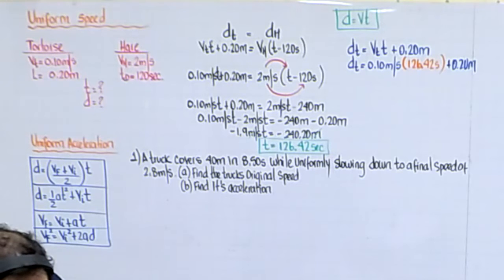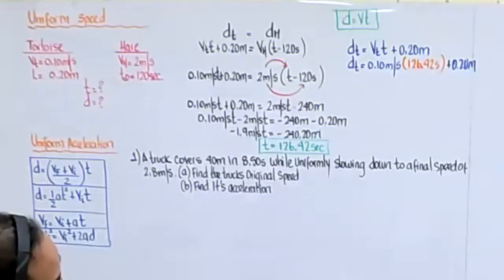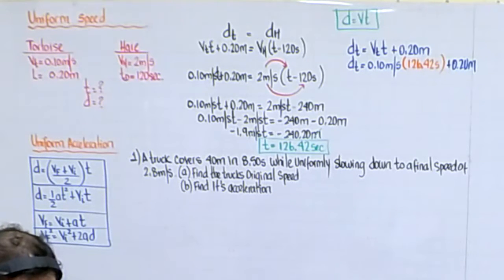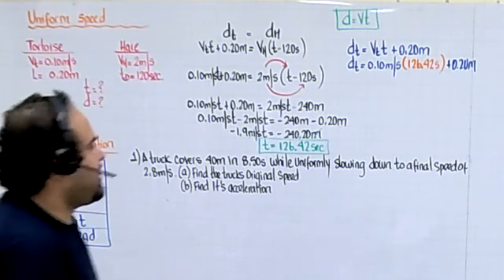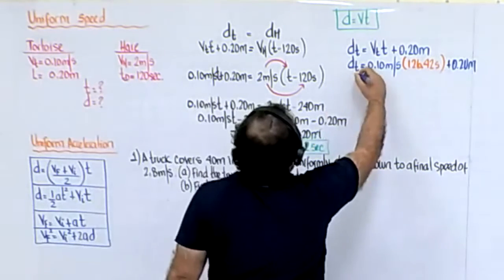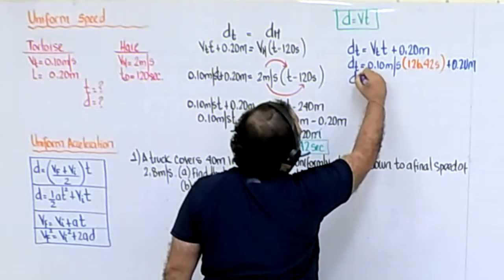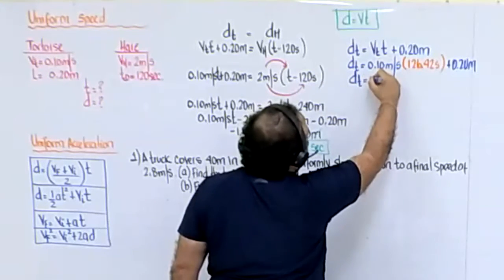Okay, let's conclude the problem. 0.10, parentheses, 126.42, close parentheses, add 0.20. The answer will be 12.84 meters. So the total distance of the race, it doesn't matter which one I choose, at the end, it's the same.